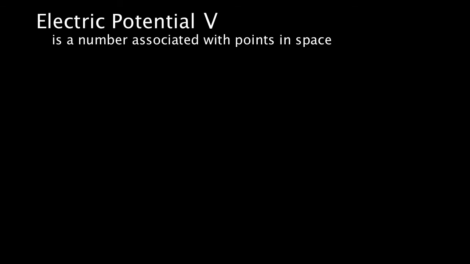And the other reason it's confusing is that the electric potential V is a number. Just a number, that's it, associated with points in space. So it's abstract. This is an abstract idea. You can't go hold electric potential in your hand. It's a number, an abstract number at every point in space.